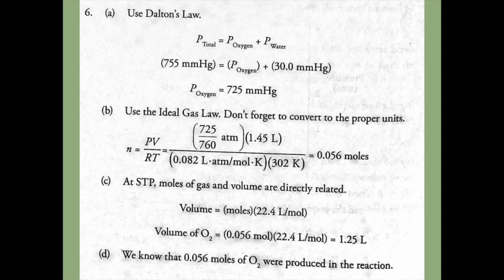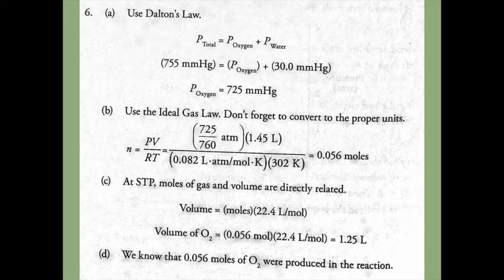In B, it says how many moles of oxygen gas were collected. I'm going to use PV equals nRT. I need to convert the 725 millimeters of mercury into atmospheres. So they show that there. I wouldn't recommend writing it like that. Just convert it. You know that you have a volume of 1.45 liters. That was given to you. You know your R. And you simply had to take your temperature, 29 degrees Celsius, and add 273 to that to get 302. So you should get, for number of moles, 0.056 moles.